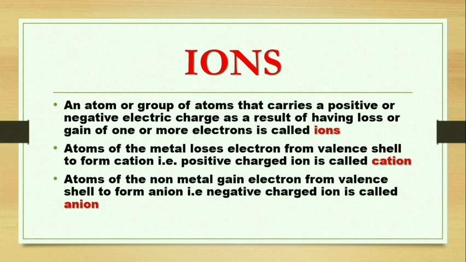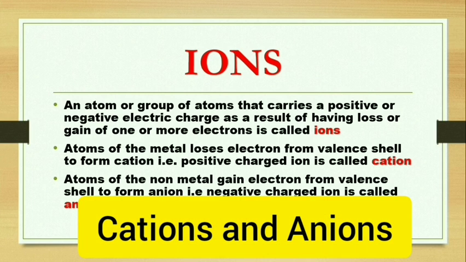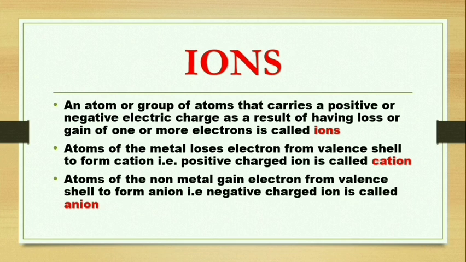Ions are basically of two types, cations and anions. An atom of a metal loses electrons from the valence shell to form a cation, that is, a positively charged ion is called a cation. Secondly, the atoms of a non-metal gain electrons in the valence shell to form an anion, that is, a negatively charged ion is called an anion.